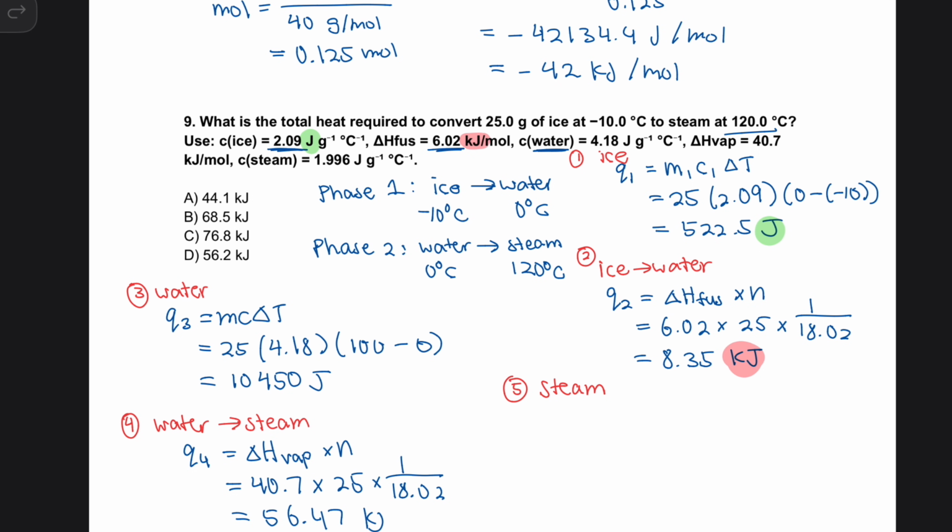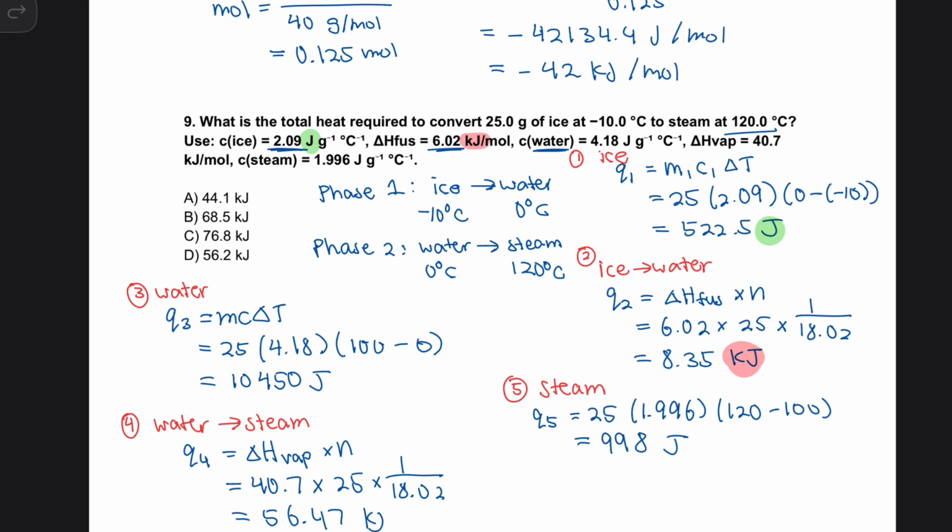And then the final step, so we have steam now, but we still have to heat this steam from 100 degrees Celsius to 120 degrees Celsius. So this is our final step, I promise. So Q5 is also Q equals mC delta T, so 25 times 1.996, and then 120 minus 100. And this is 998 joules.